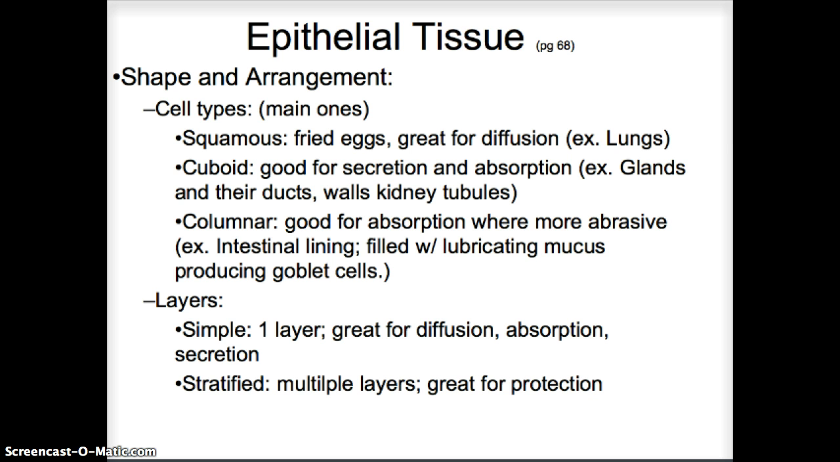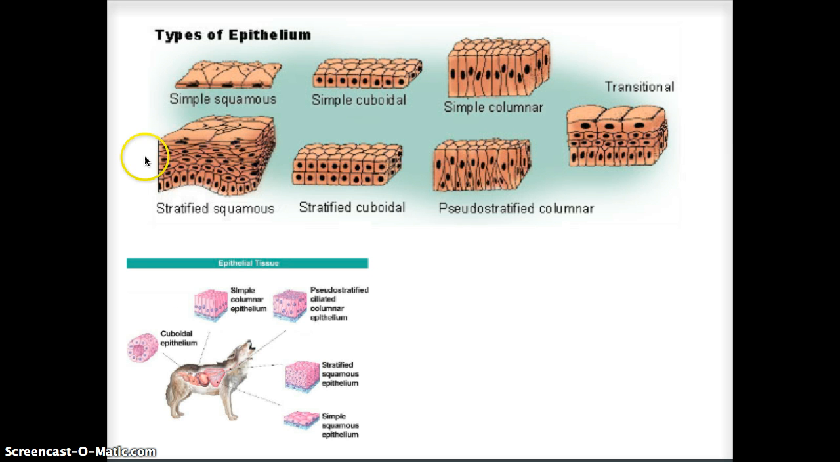Squamous, cuboidal, and columnar. Let's look at them right here. We have the squamous cells up here. They're flat, they're fried egg looking cells. But then we have cuboidals, and the cuboidals look like cube-shaped cells. We have them right there. And then we have columnar, and columnars are column-shaped cells. They're tall, like a column.